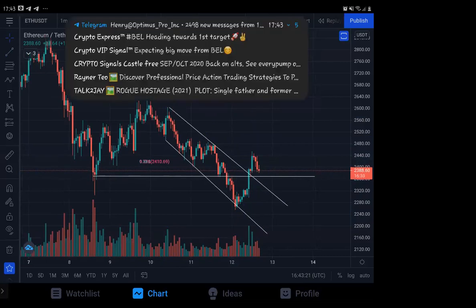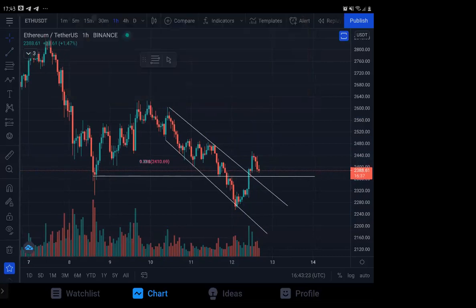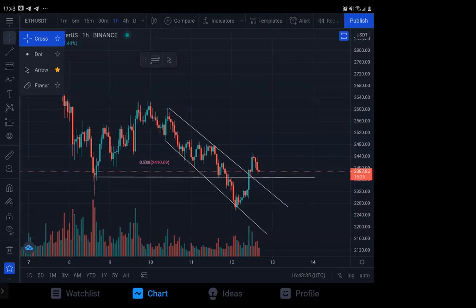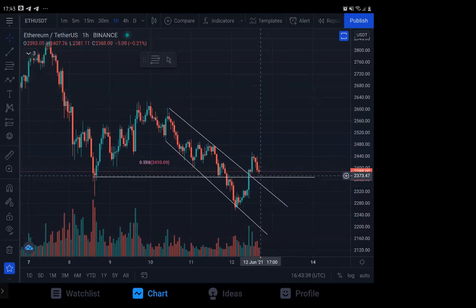Now this channel has been broken. The resistance has turned support. It has been broken, so this is invalidated. If I were to enter this trade, I will enter after this retest, the particular candle that is on. I will allow it to close and for it to show an upward sign from the higher time frame.